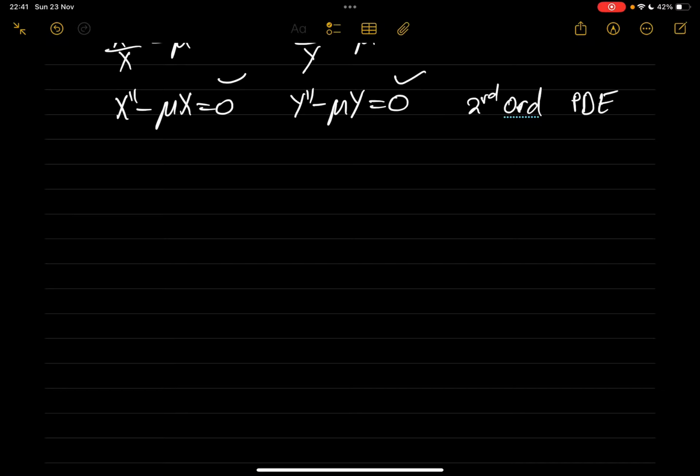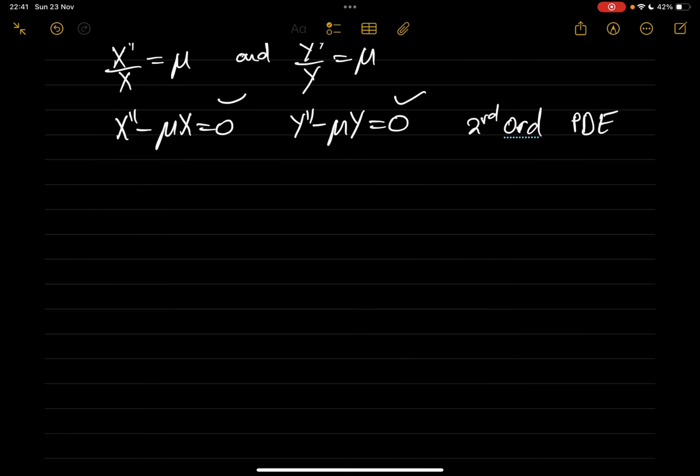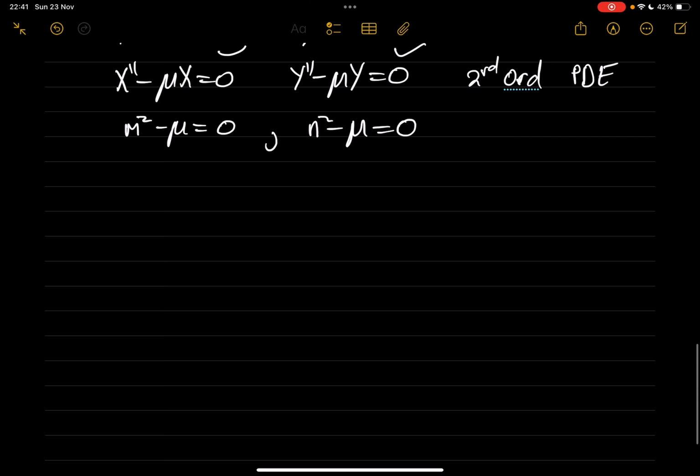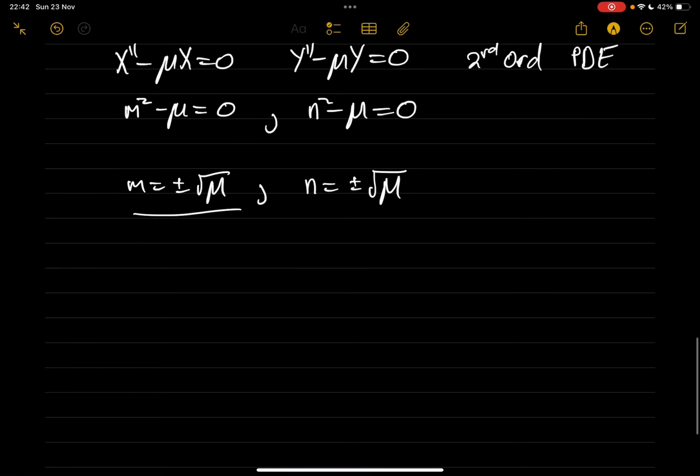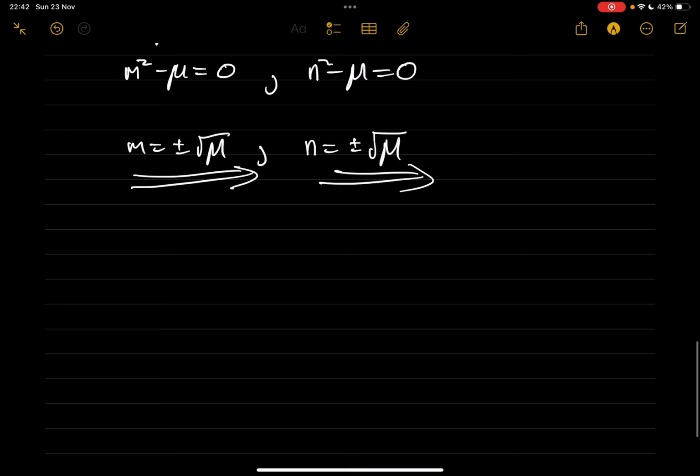So you use the D operator again. I won't go through that since I did it in the first video. So this is just going to be m squared minus mu is equal to 0, and here you are going to have n squared minus mu is equal to 0. So here m is equal to plus or minus root mu, and here n is equal to plus or minus root mu. So these are the two distinct values of m and n.